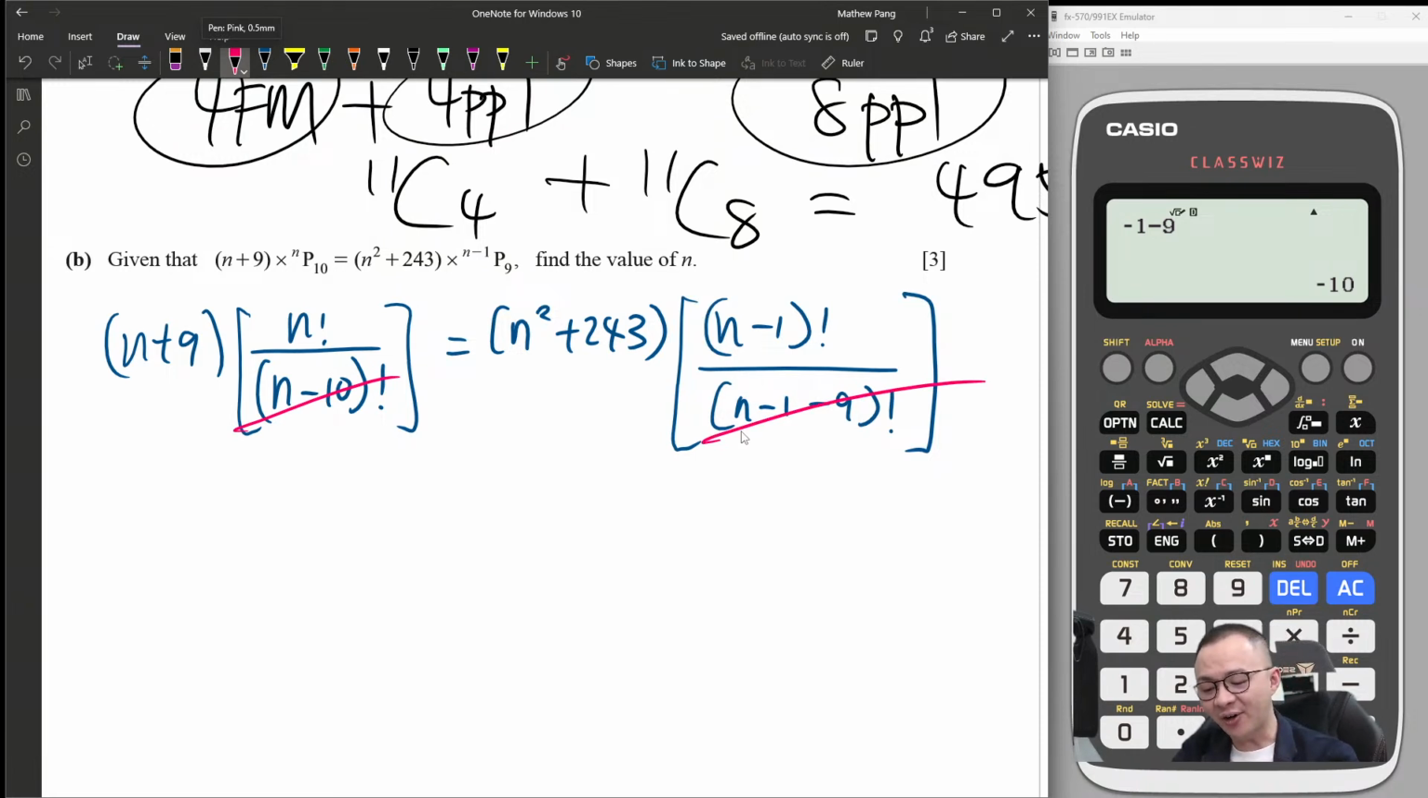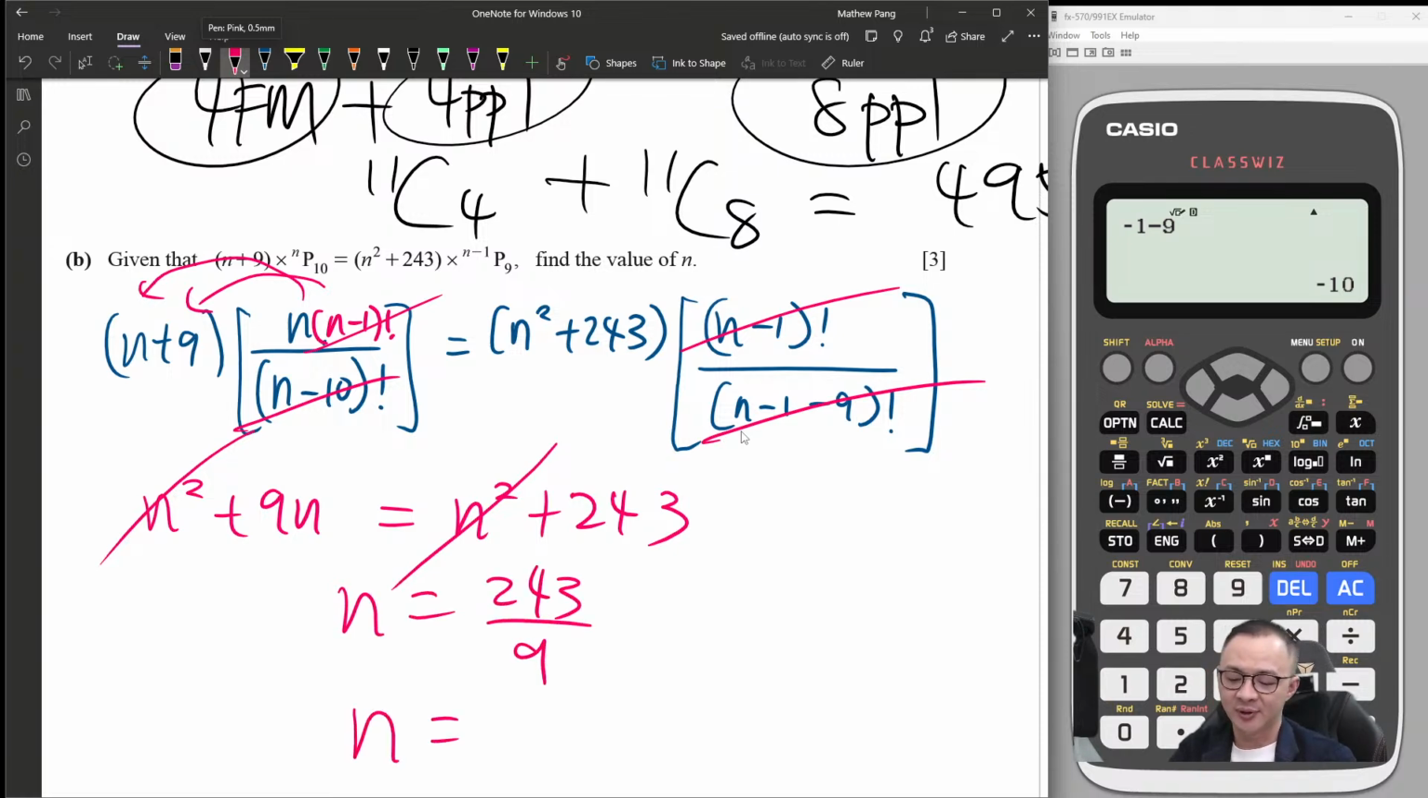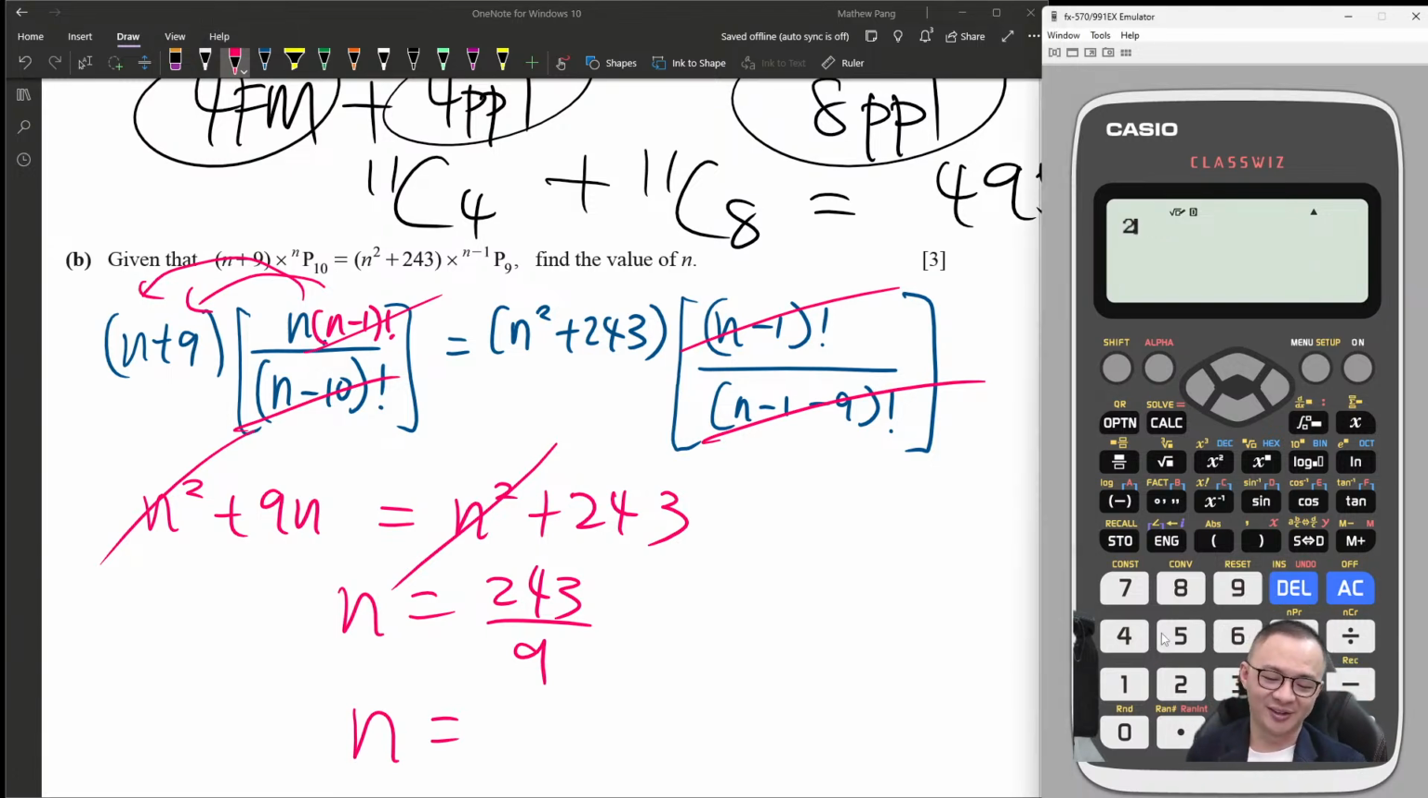Okay, for n factorial, I can expand, become n multiply n minus 1 factorial. Then n minus 1 factorial, n minus 1 factorial, I cancel. Then this n multiply into both. n squared plus 9n equals n squared plus 243. n squared I cancel. 9n equals 243. n is 243 divided by 9. Then n will be, use a calculator. I think 20 something, right? Yeah, 27.